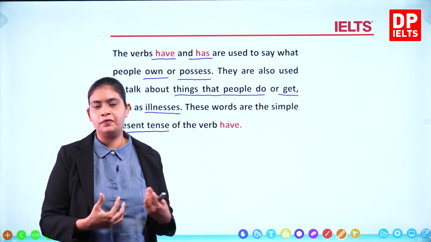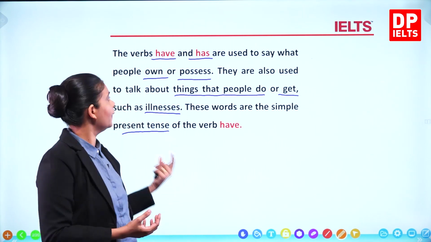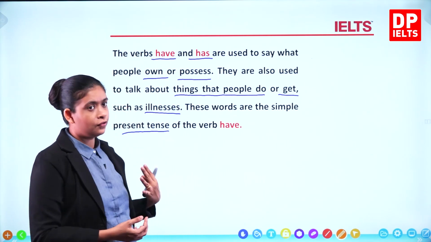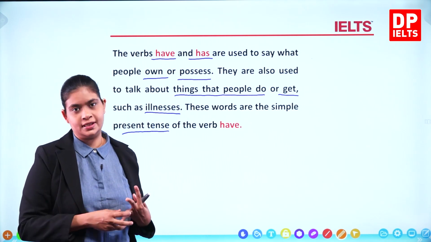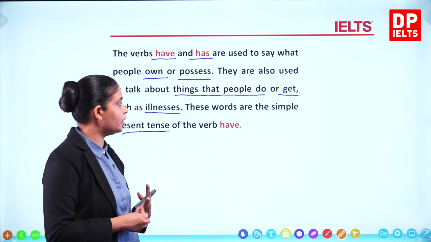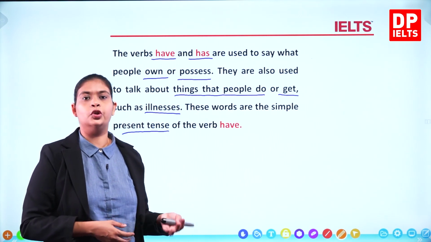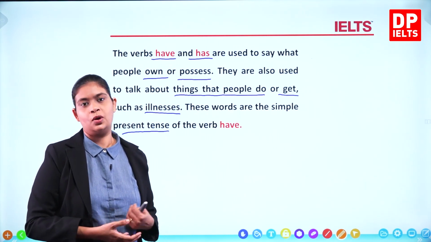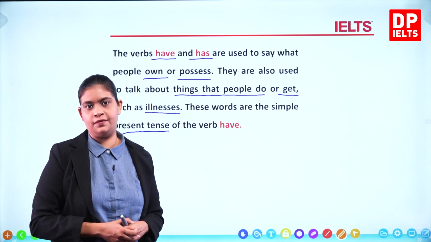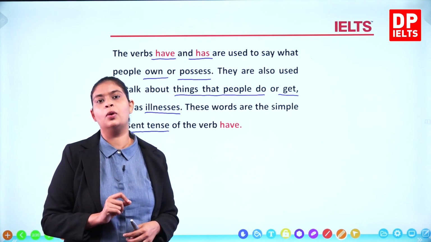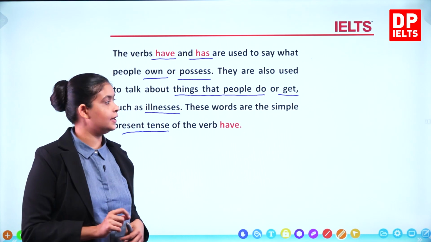I have fever. So basically, if you own or possess something, or if people get something such as an illness, we could use the has or the have auxiliary verb, or we call them be verbs, right?